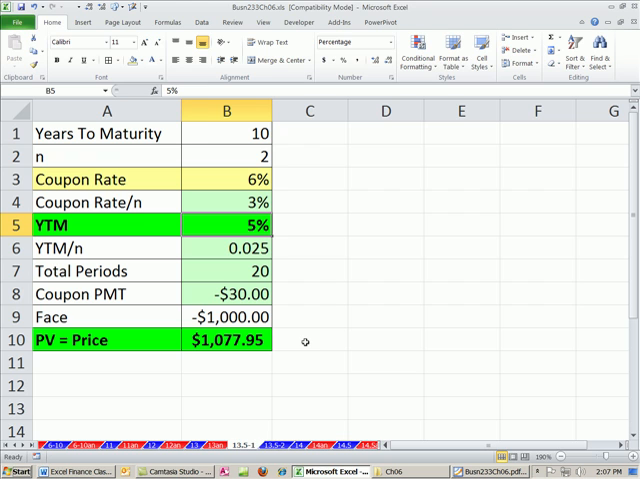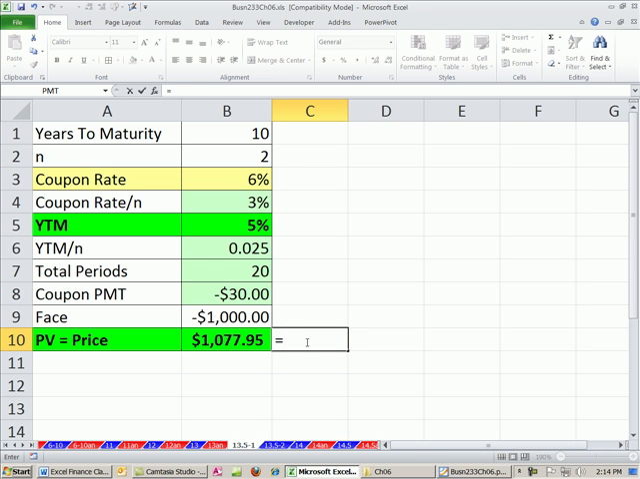Now I want to show you how to make a formula here, because sometimes it is handy to have some words off to the side. So we want it to say par if they're selling at par, discount if it's selling at a discount, and premium if it's selling at a premium. All right, to do this, we're going to use the IF function. So I'm going to type in an equal sign because it's a formula, and then IF. That's the name of this function.